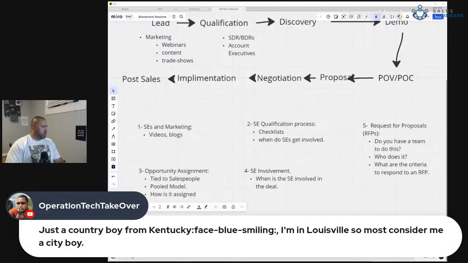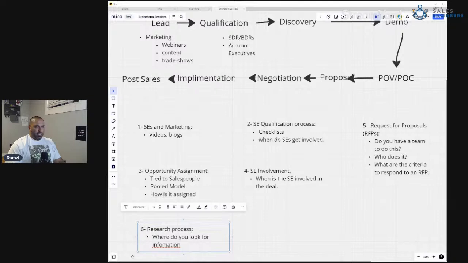Man, I have to share this. Just a country boy from Kentucky. Oh, that's an emoji showing his face blue smiling. Okay. I thought you were saying that about yourself. So consider me a city boy. Well, okay, I don't know what to say to that. I'm from Ottawa, so I apologize a lot, I guess. I'm glad I'm getting to know you a little bit better.